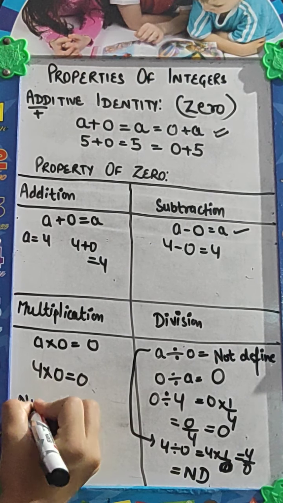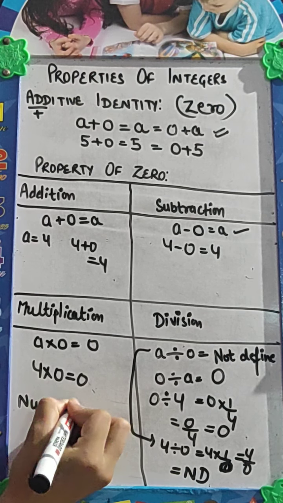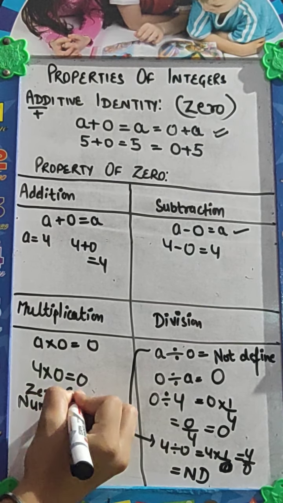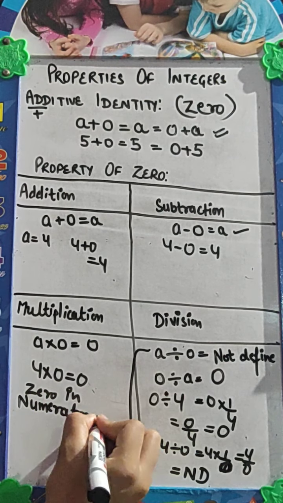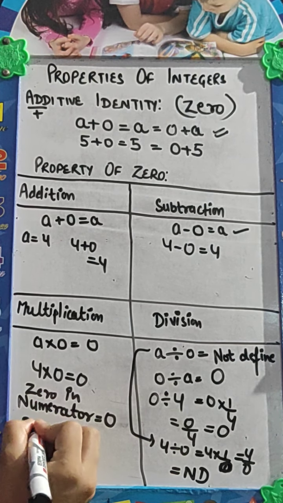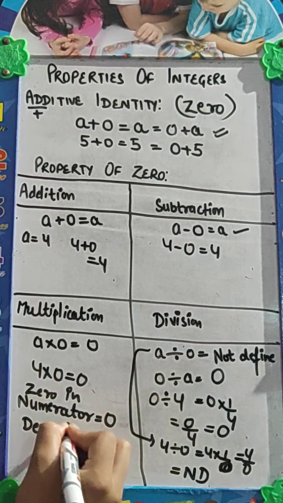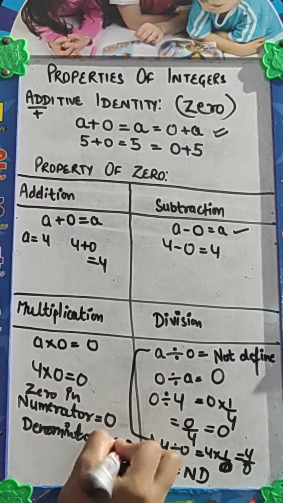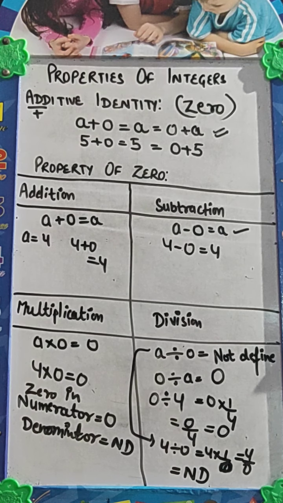So if we have 0 in the numerator, then our answer is 0. And if we have 0 in the denominator, then our answer is not defined or does not exist, means this value does not exist. We cannot find this value. Okay, now we will discuss the property of 1 and multiplicative identity.